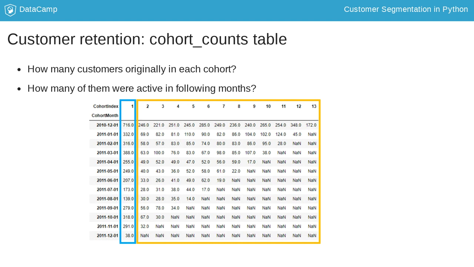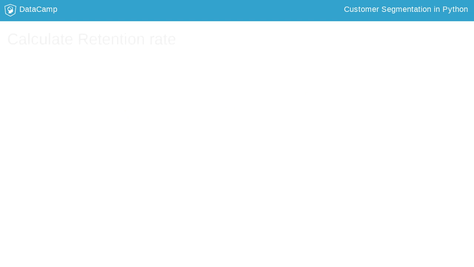You will see that the first month's retention, by definition, will be 100% for all cohorts. This is because the number of active customers in the first month is actually the size of the cohort. Let's get down to coding.